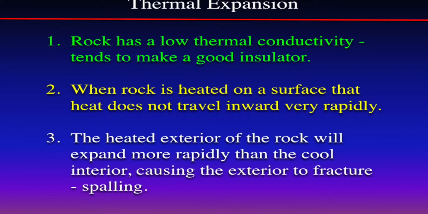When the rock is heated on the surface, that heat does not travel inward very rapidly. The heat will be concentrated only on the top. The heated exterior of the rock will expand more rapidly than the cool interior, causing the exterior to fracture, which we call spalling.